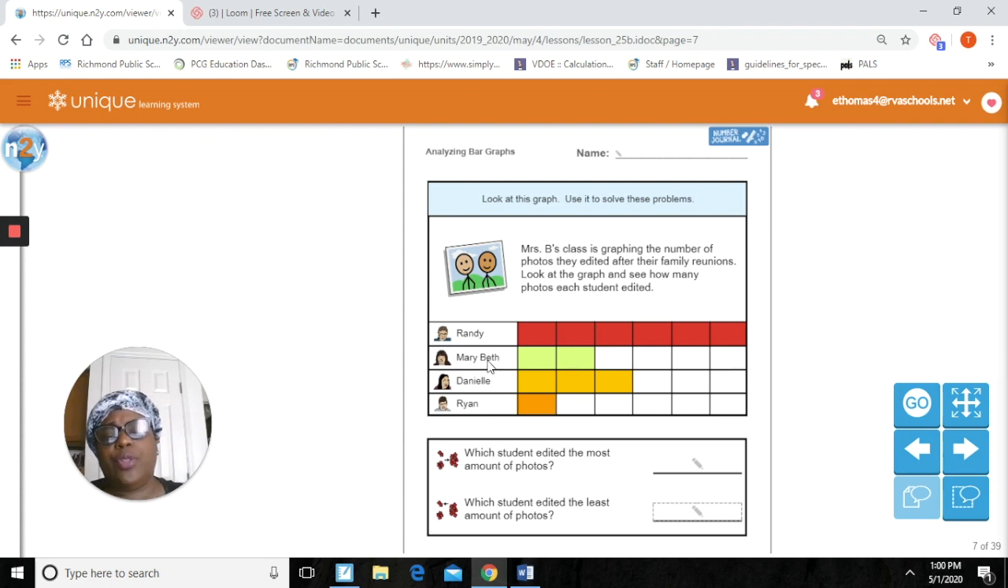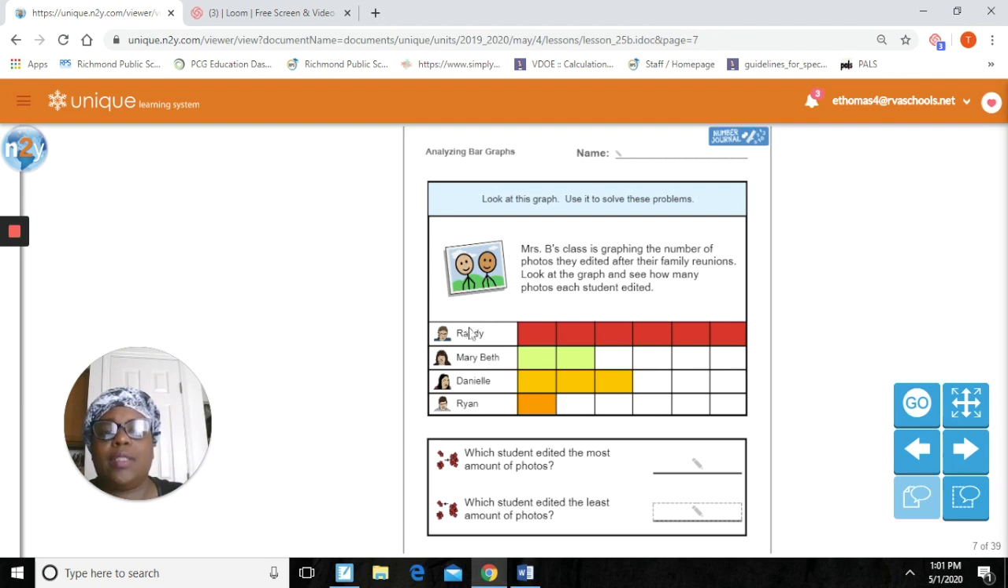And whenever you're answering questions about a graph, you always want to look for those clue words, or keywords, okay? That's going to help you to know what you're going to need to do. Are you going to add? Are you going to subtract? That's what those clue words help you to do. Okay, so let's look at our graph here.